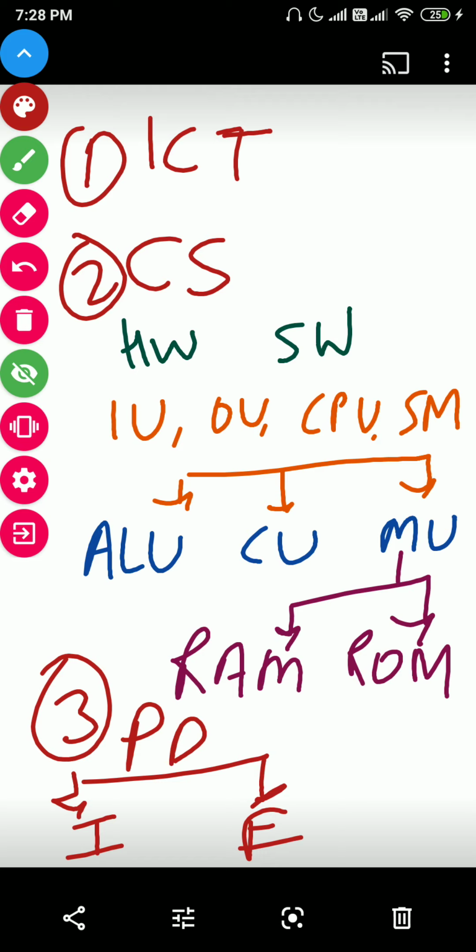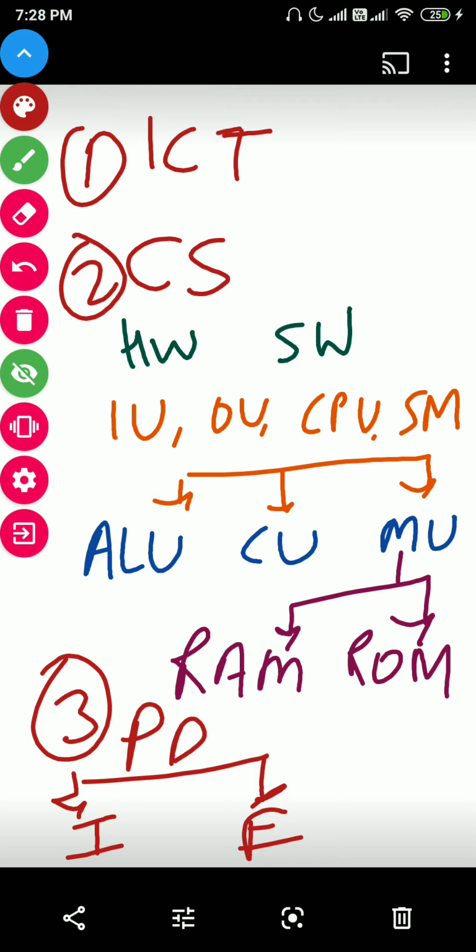Internal ones include graphic card, optical disk drive, modem, network interface card, Wi-Fi and Bluetooth adapter, and in external peripheral devices we have digital camera, smartphones, tablets, smartwatches. So in today's lecture we are going to cover three main topics. The first is ICT: what is ICT and what is its role?